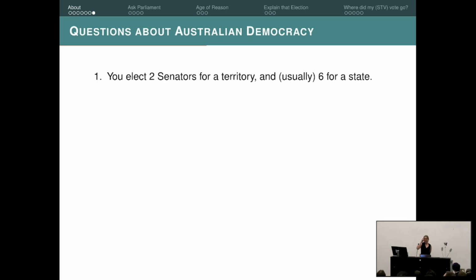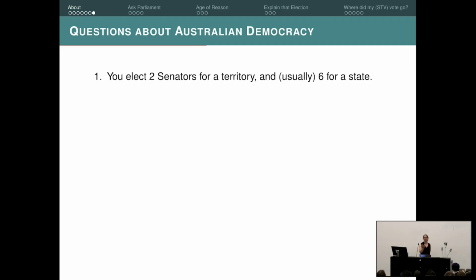Okay, how many senators do you elect for a state? For the people who put up 6, because you were right. How many people got that right? See, if you got it right, look around the room and see how many people got it right. It's surprising how few people know really basic things.